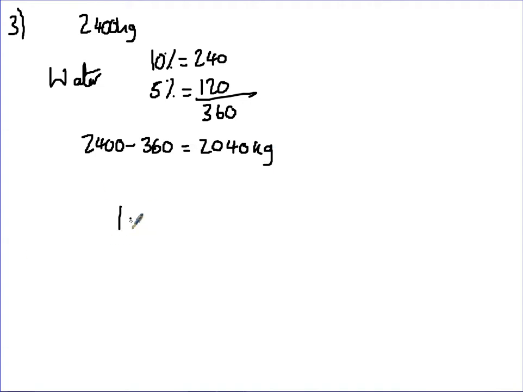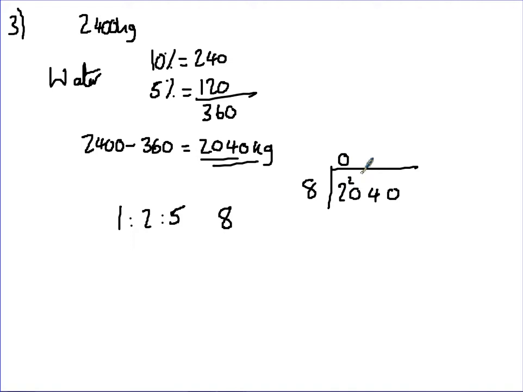So we've got 1 to 2 to 5. If we add the ratio up, which is 8 parts, then divide it into this, because 8 parts will then tell us what 1 part is worth. So dividing 8 into this. Again, it's calculator, so you can just go straight for the calculator if you want. So that's 255.